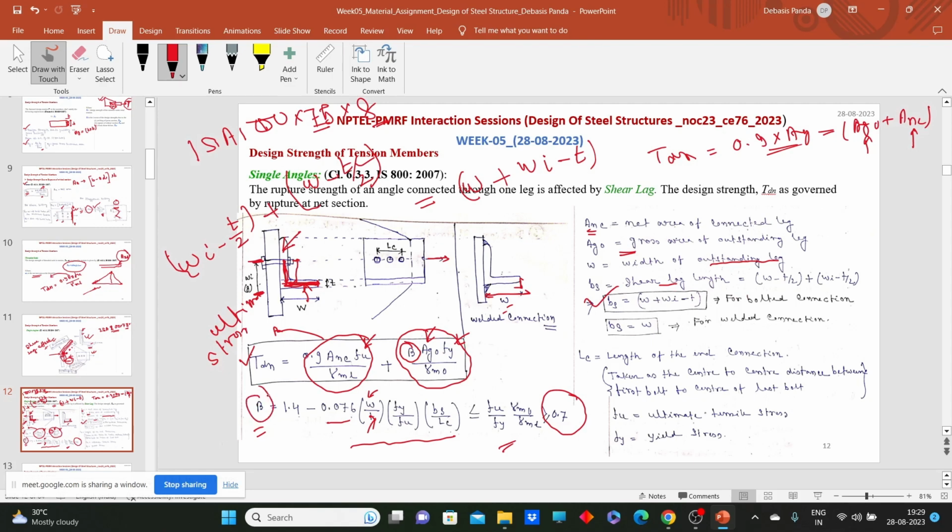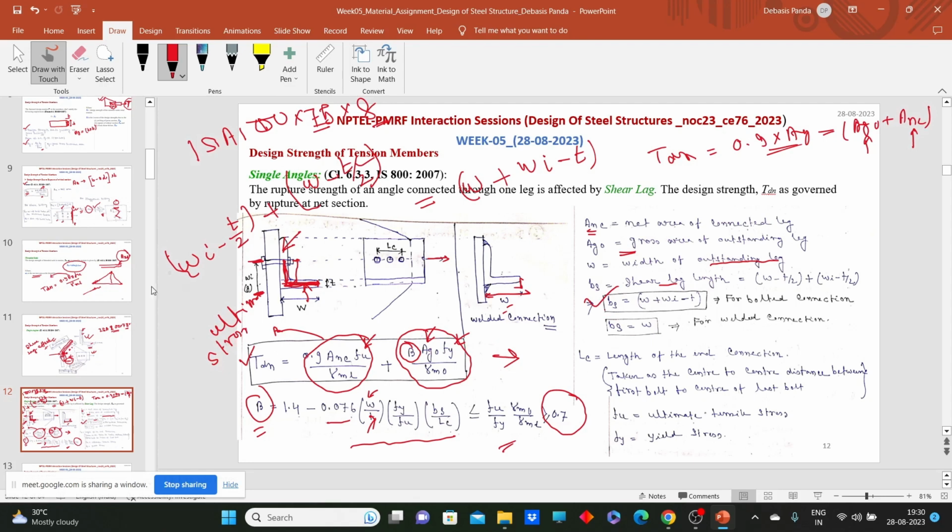If we know the beta value, now we put all these things in this equation and we can calculate the design strength due to rupture of the critical section. By this way we can calculate the design strength due to rupture of the critical section for a single angle section. Now here, for the precise calculation, we can go for this.